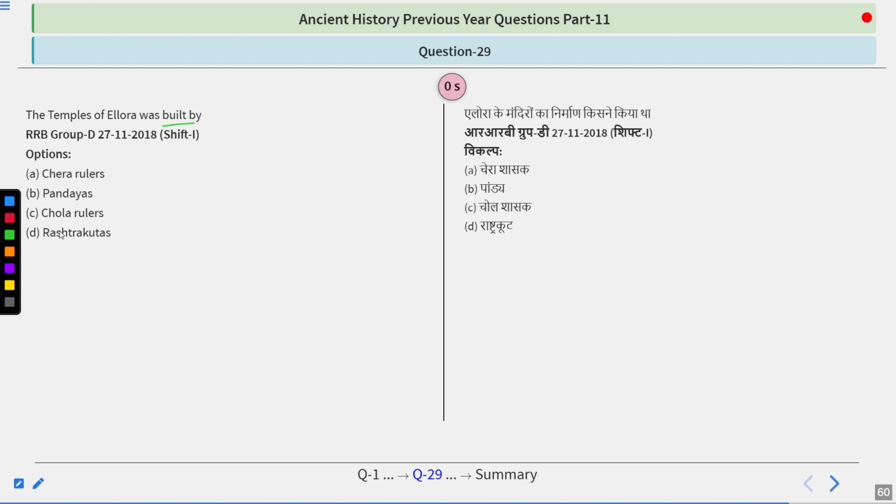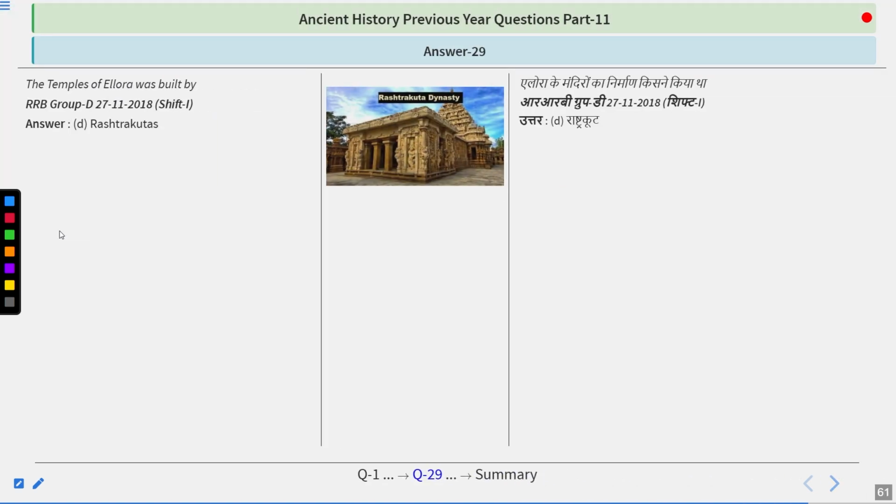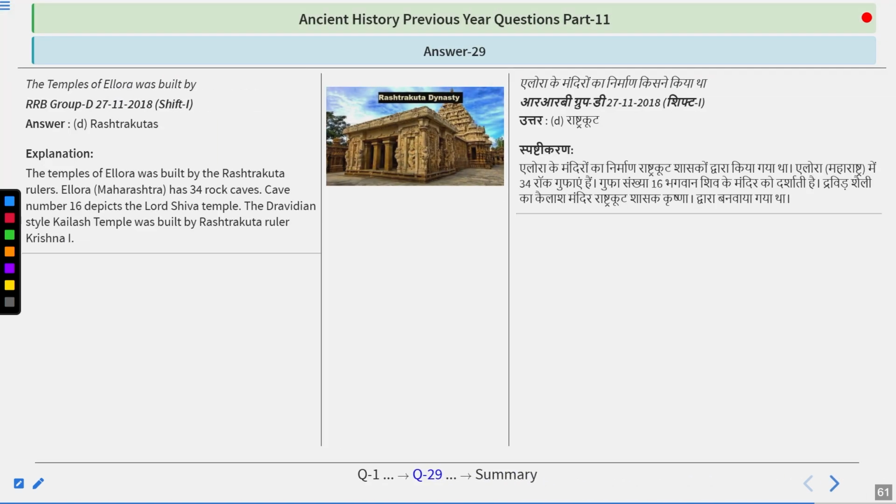And I hope you got the answer right. The answer is Rashtrakuta. So the temples of Ellora were built by the Rashtrakuta rulers. Ellora has 34 rock caves. Cave number 16 depicts the Lord Shiva temple. The Dravidian style Kailash temple was built by Rashtrakuta ruler Krishna I, in which the temple was built from top to bottom.